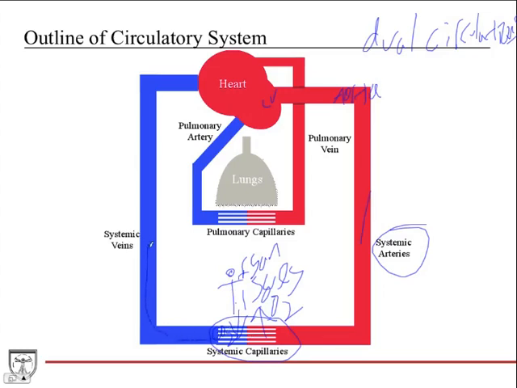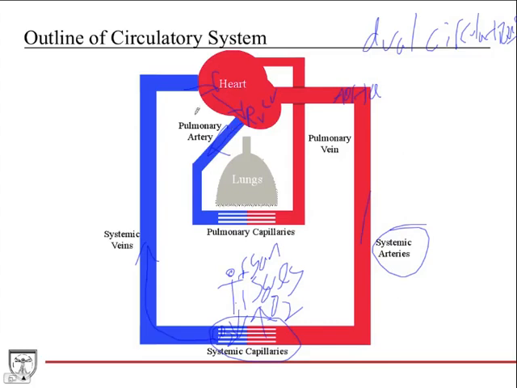Then the CO2-rich blood, the O2-depleted blood, goes into the systemic veins. The systemic veins come back in. Then they enter into the right atrium here, and then they go into the right ventricle here, and that's where you begin the pulmonary circulation.